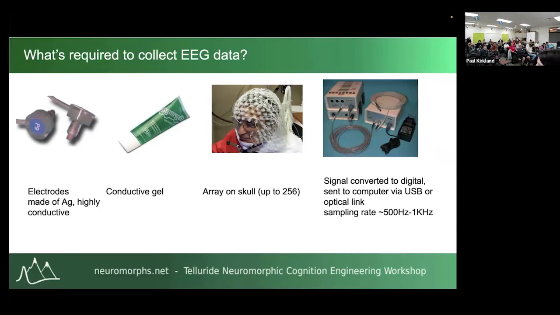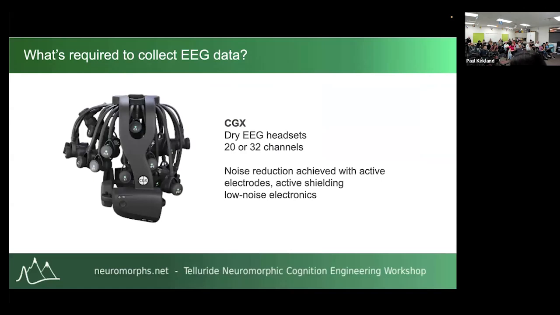And then you need an amplifier to collect this data and record it in a way that can then be analyzed. The sampling rate is usually 500 Hz to 1 kilohertz, which means that the temporal definition is quite good if you want to go as high as that, as we're going to see in a few moments.